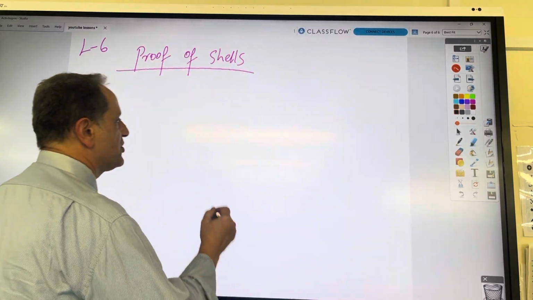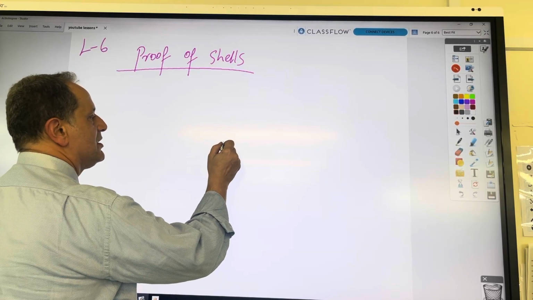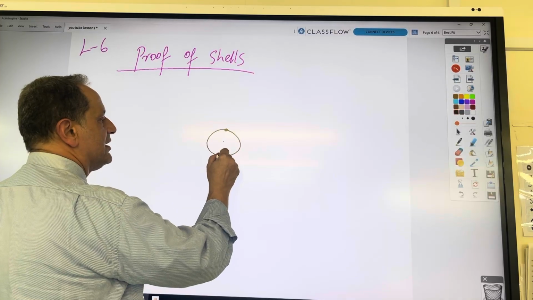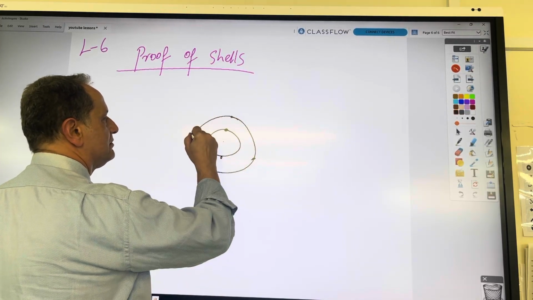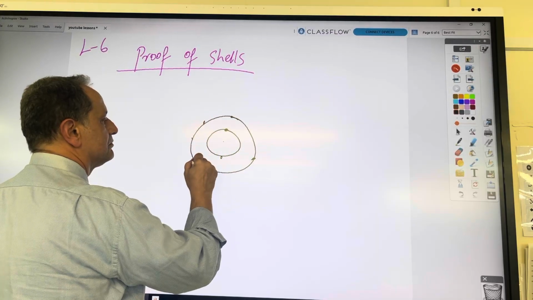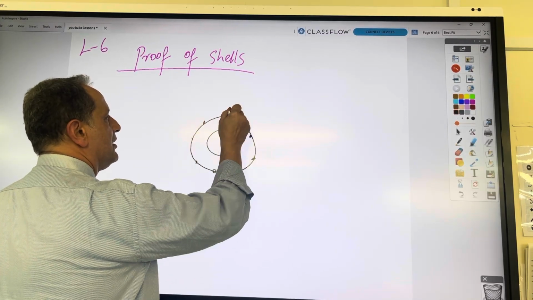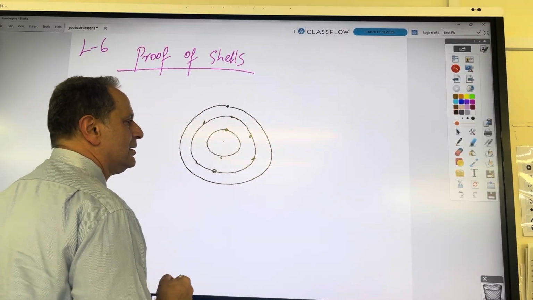So if, for example, again, let's use our good friend sodium as an example. If the nucleus is there, you've got 2 electrons in the first shell, then you have 8 electrons in the second shell, and then you have 1 electron in the third shell. All right then.